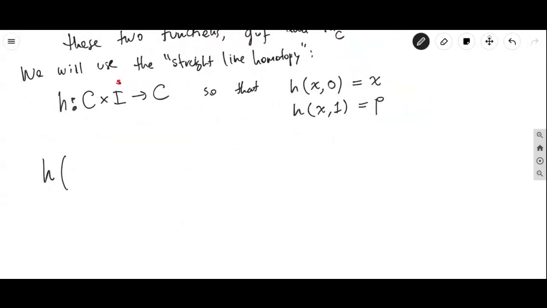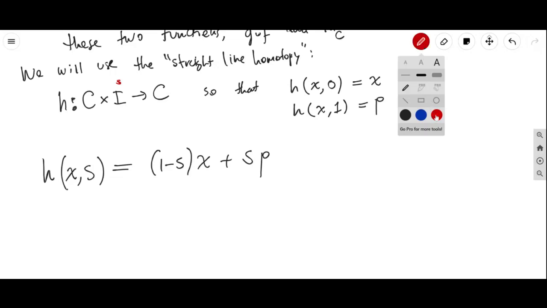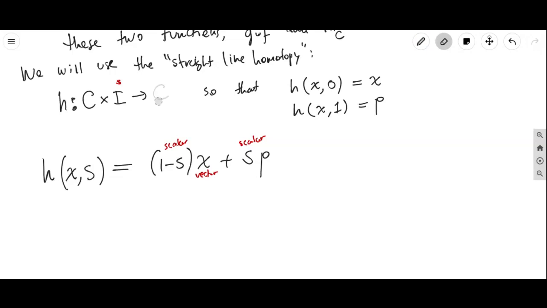And the way to do this is you define H of x comma S in the following way: 1 minus S times x plus S times P. Just to reinforce something, S is a scalar, a number between 0 and 1. x is a vector, something in Rn, because C is sitting in Rn. And P is also a vector, because it's a point in C, which is a subset of Rn. You're just taking this vector, rescaling it, and adding another rescaled vector. This is a line segment between those two points.